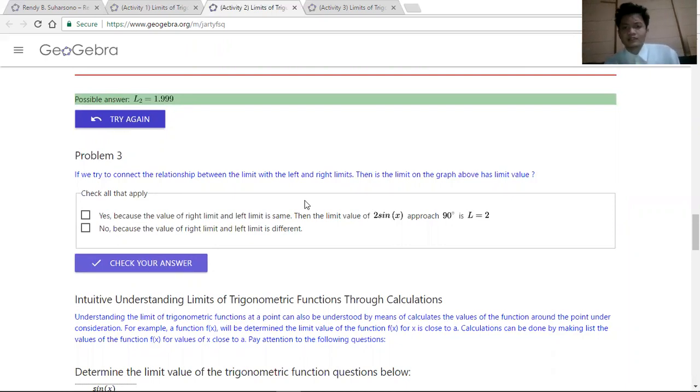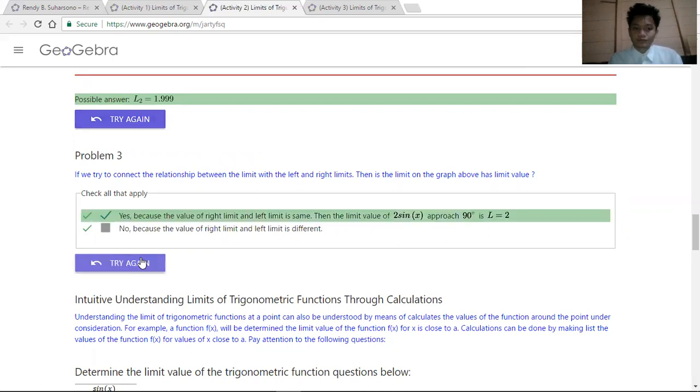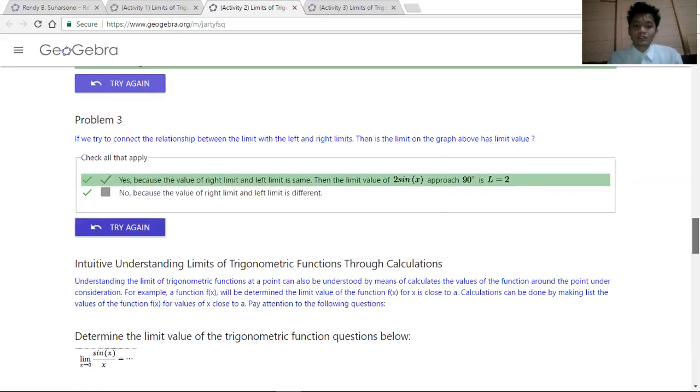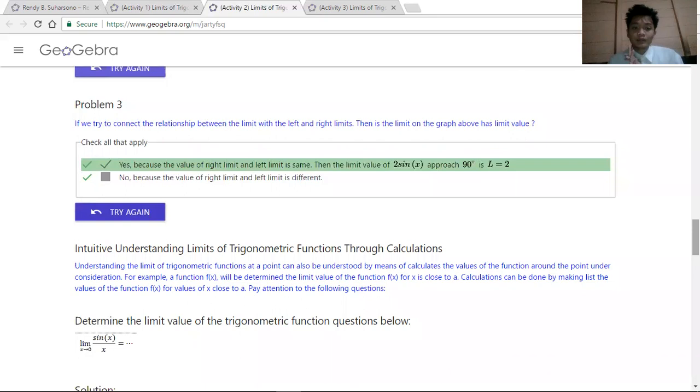Problem 3, if we try to connect the relationship between the limit with the left limit and right limit, does the graph above have a limit value? Yes or no? Yes, because the value of the right limit and the left limit is the same. Then the limit value of 2 sin x as x approaches 90 is L equal to 2.